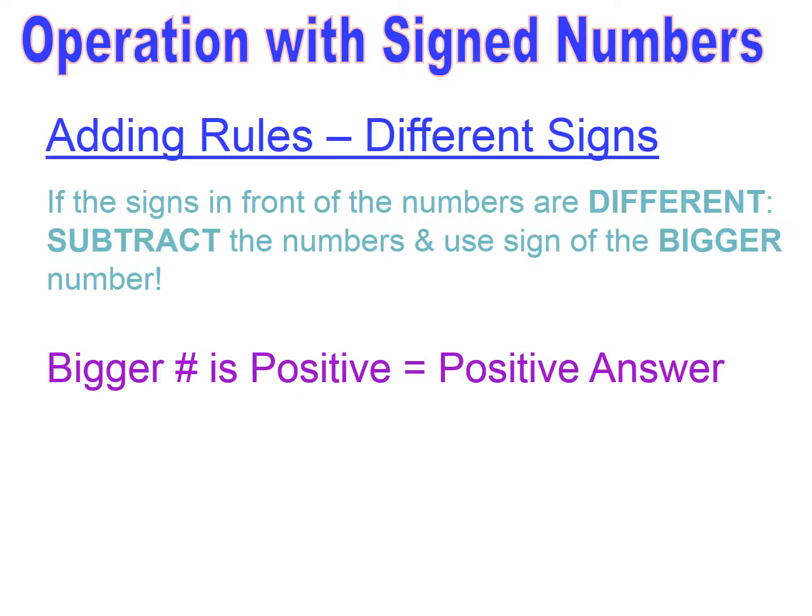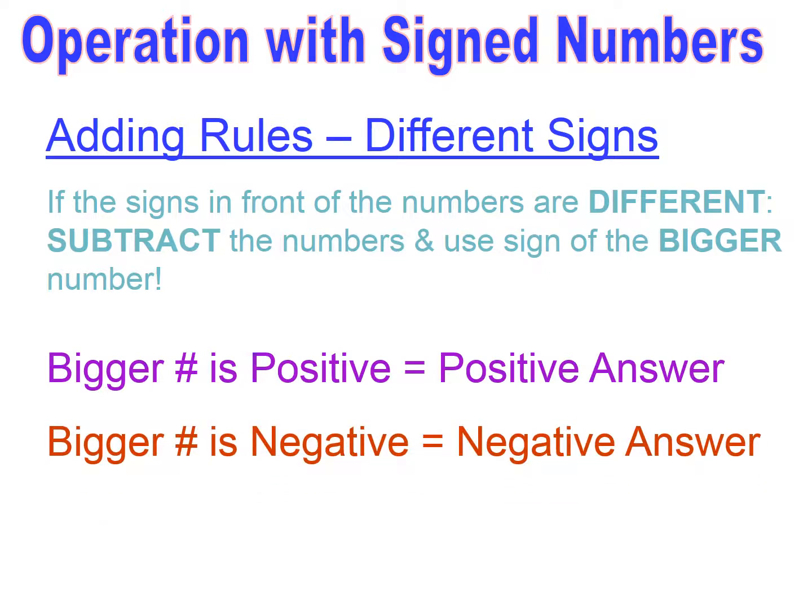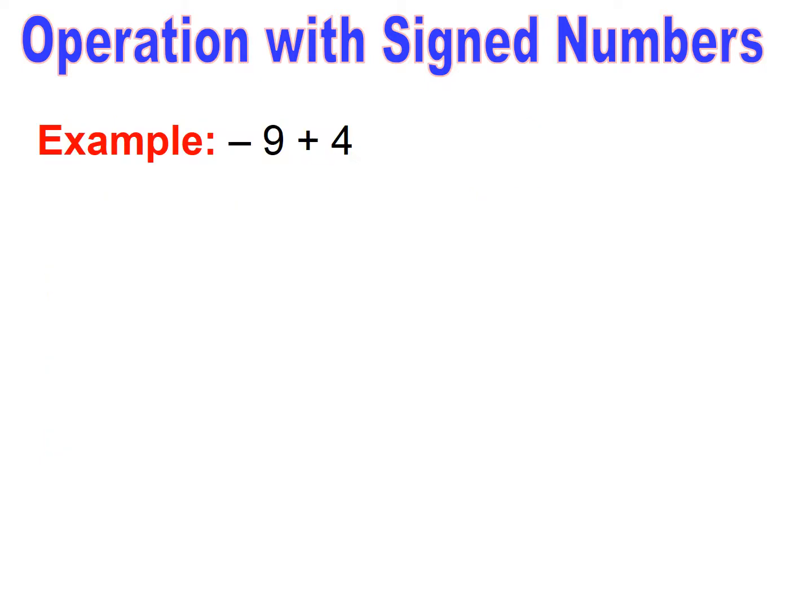So if the bigger number is positive, our answer is going to be positive. This is something we're familiar with. 3 minus 1 equals positive 2. When the bigger number is negative, my answer will be negative. So let's see what that looks like.